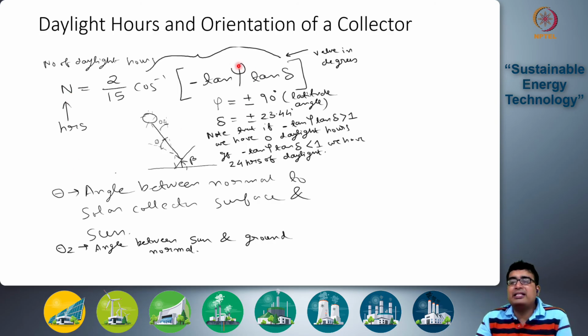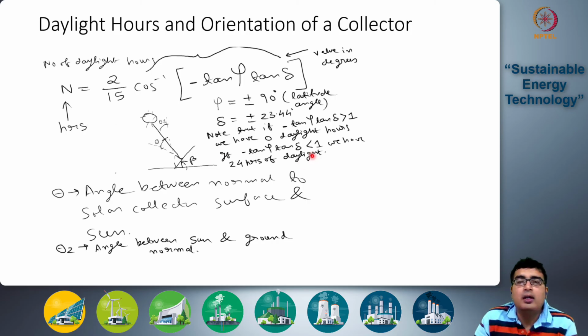For example, if the latitude angle is 10 degrees, you take tan of 10 degrees. The declination angle says minus 10 degrees, so you take tan of minus 10 degrees. You get a value, you put cos inverse of minus of this product, and you get an angle in degrees. Multiply by 2 by 15 to get the number of daylight hours for that position on that given day.